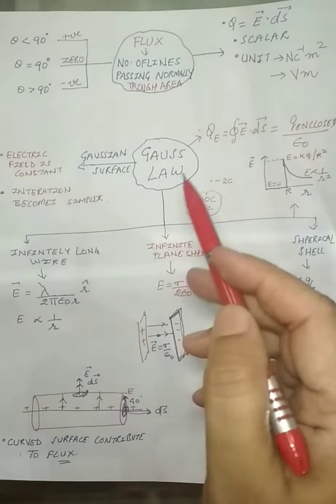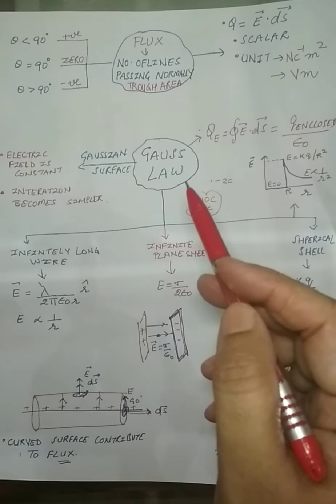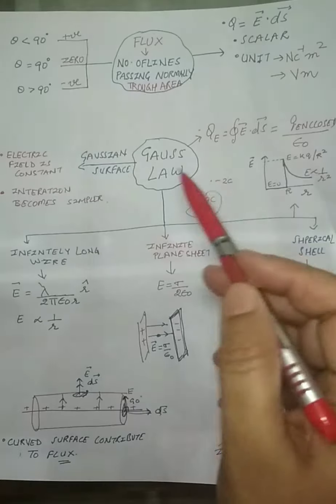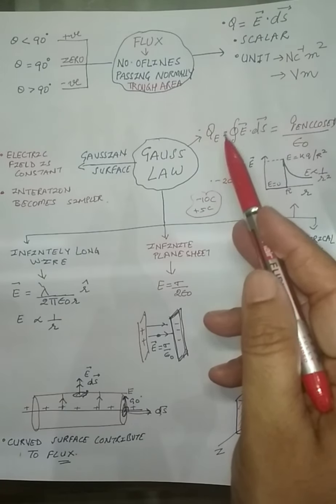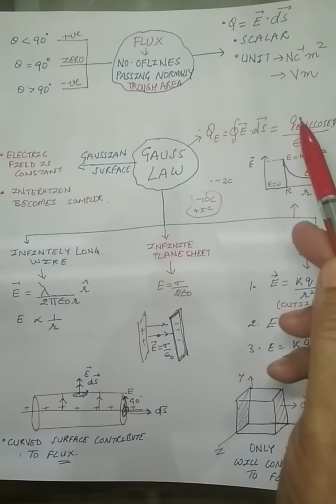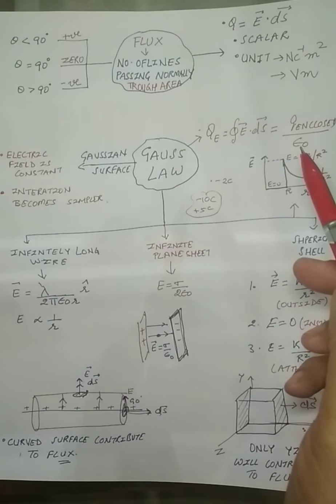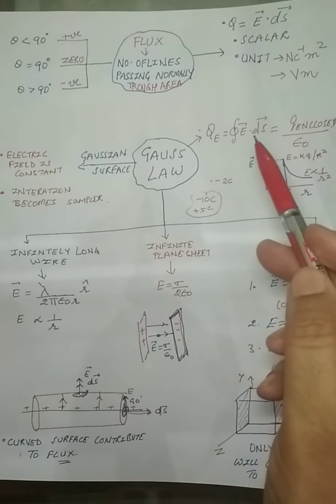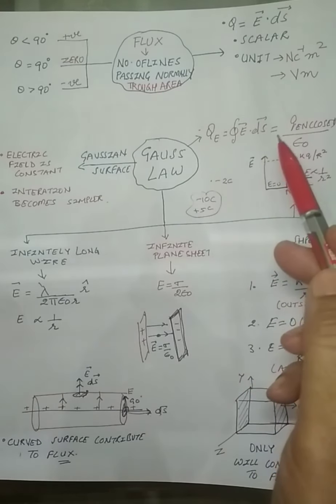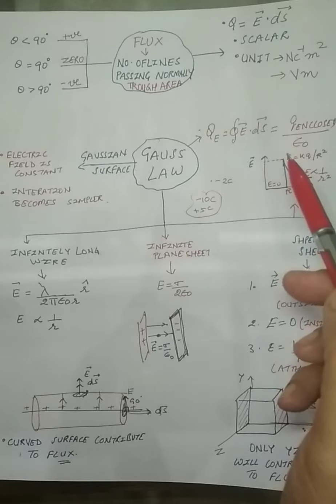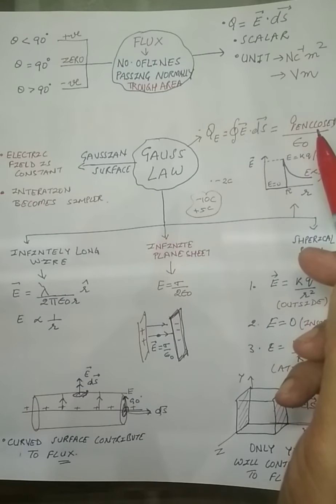Okay students, this is in continuation of Gauss's law. So what is Gauss's law? Gauss's law says that the flux through a closed surface is equal to the charge enclosed divided by epsilon naught. Or you can say the surface integral of the electric field over the closed surface is equal to 1 by epsilon naught times the charge enclosed.